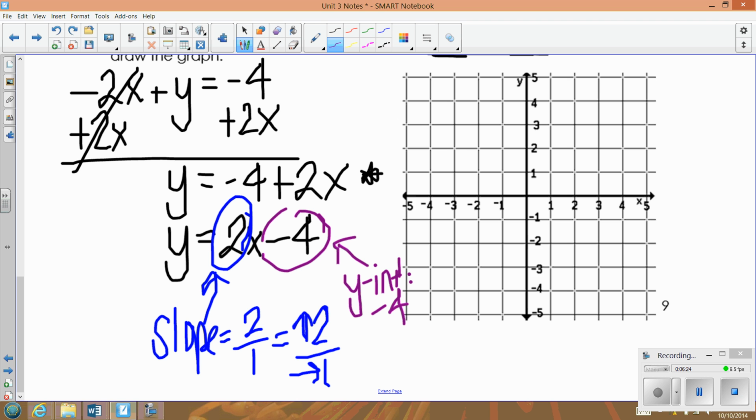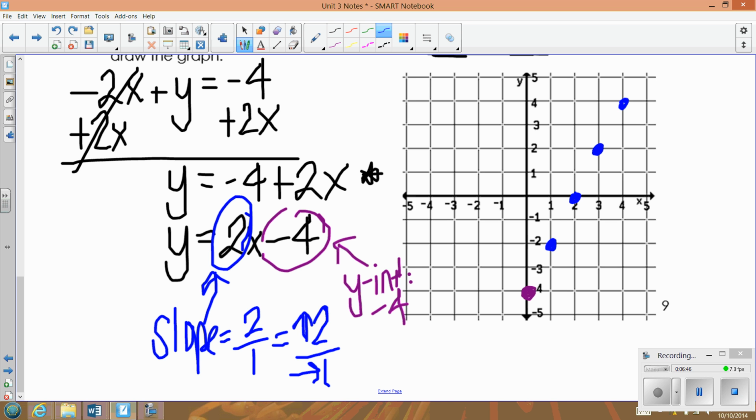So I'm going to -4 on the y-axis, and then I'm going to count using my slope, rise 2, run 1, up 2, right 1, up 2, right 1, up 2, right 1. And you can just keep going and you get several points.